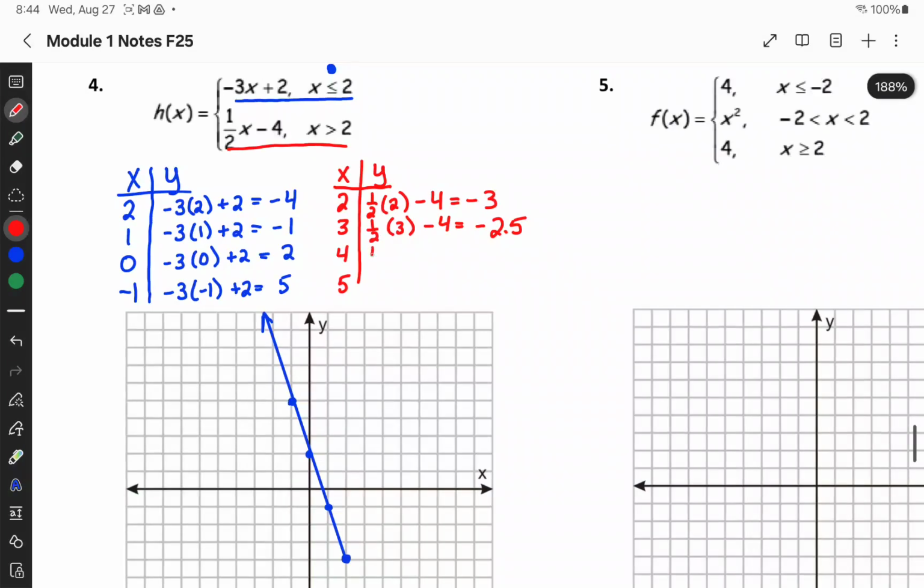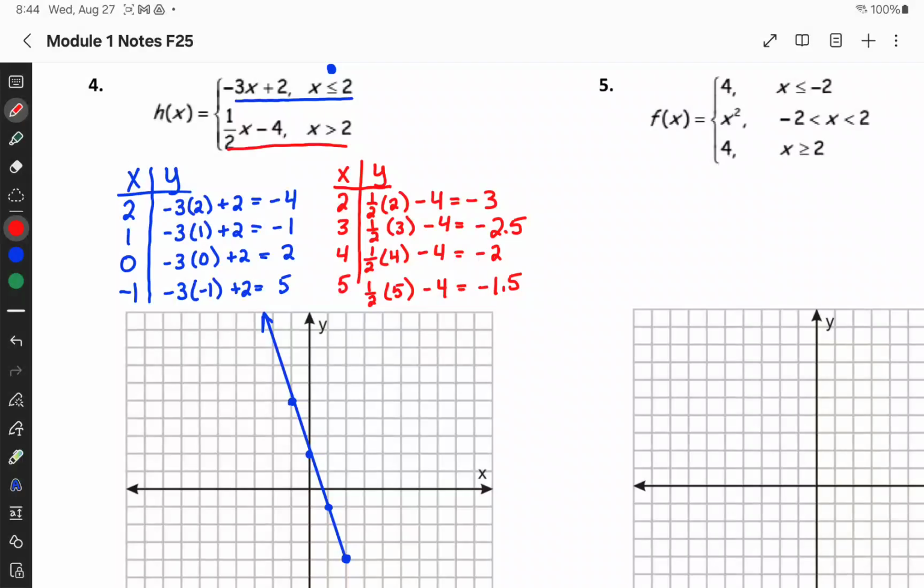So my next one shouldn't be too bad because 4 is an even number. I'm going to take half of 4 minus 4, which half of 4 is 2. 2 minus 4 is negative 2. There's going to be my next y value. And then I'll do that one more time here with 5. So 1/2 of 5 minus 4. Half of 5 is 2.5, and then 2.5 minus 4 is negative 1.5. And then I should be ready to graph this other piece of my piecewise graph.